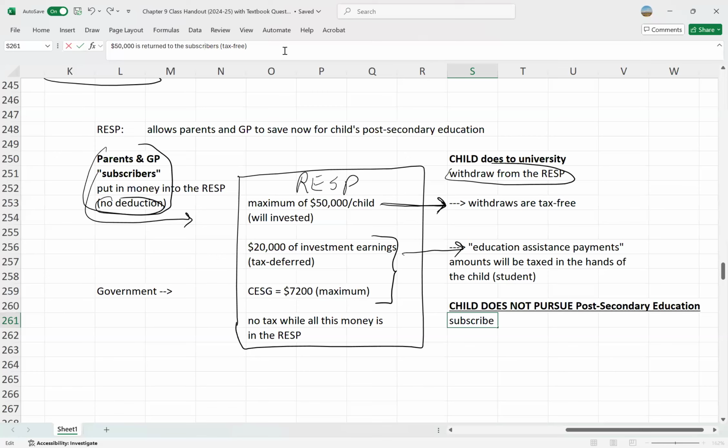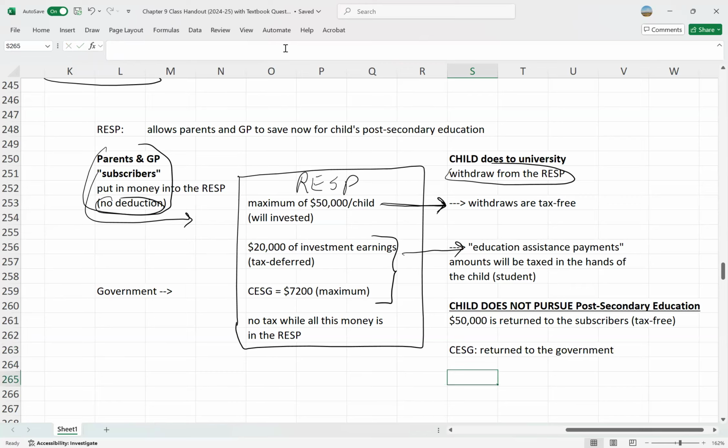What about the 20,000, so the government amount, the CESG amount? That would just be returned to the government. So that's sort of easy because they'll keep track of how much the government put in, and that amount can just be returned to the government. But what about the 20,000 in investment earnings?